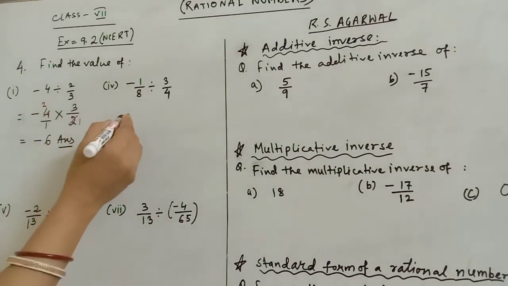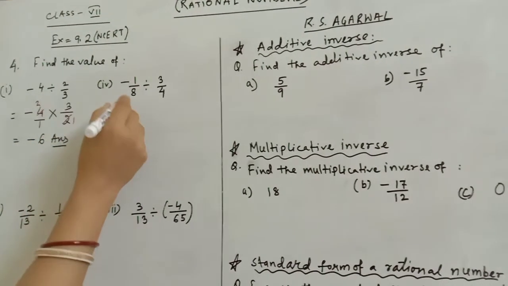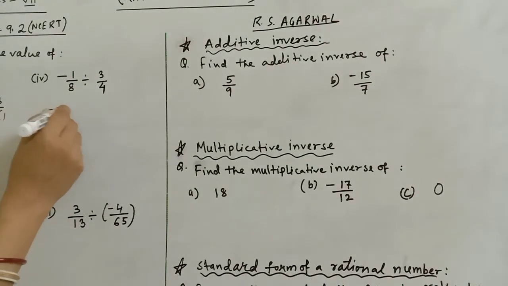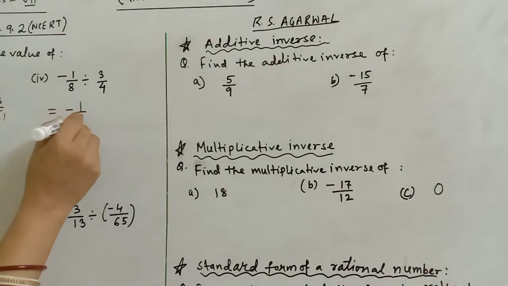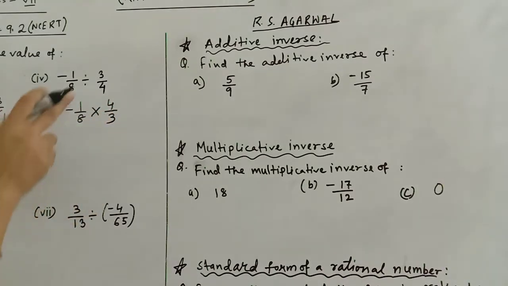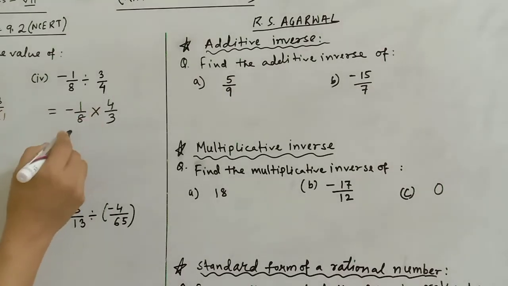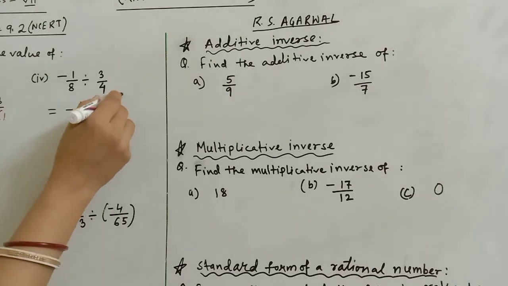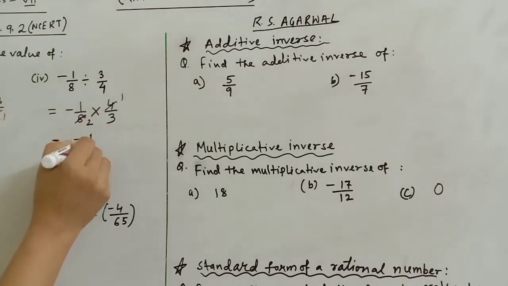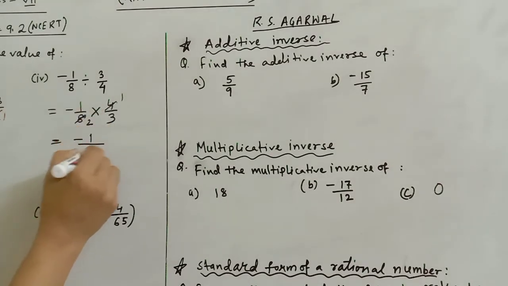In the same way, the next question is minus 1 by 8 divided by 3 by 4. So what you will do: minus 1 by 8 into 4 by 3, the reciprocal of 3 by 4. Now if it is possible to cancel, cancel it. 4 ones are 4, 4 twos are 8. Now minus 1 by 3 twos are 6.